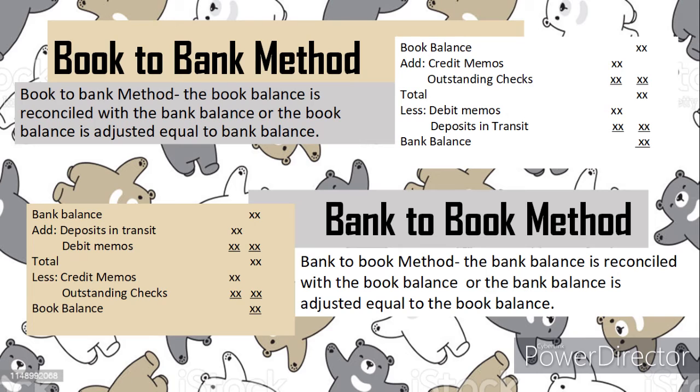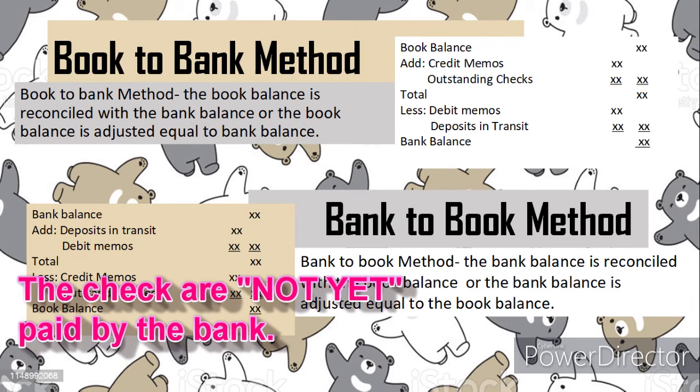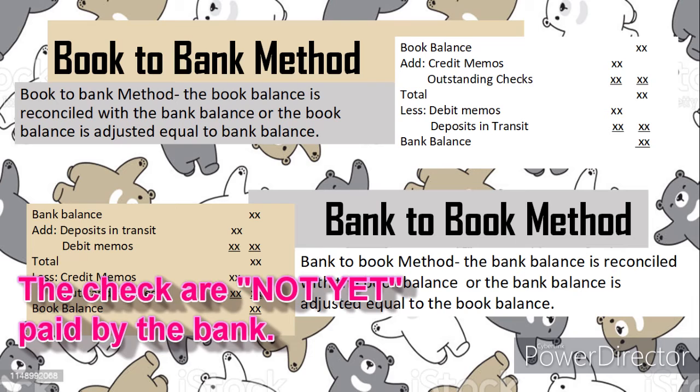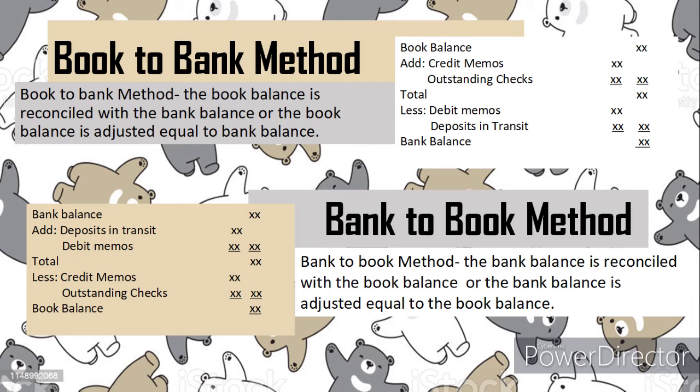On the other hand, outstanding checks already decrease the book balance but have no effect on the bank balance because the checks are not yet paid by the bank. Consequently, the book balance is understated in relation to the bank balance. Meaning, yung outstanding checks, na-decrease niya na yung book balance, pero wala pa siyang epekto sa bank balance dahil yung checks na yun are not yet paid o hindi pa nababayaran ng bangko. Kaya pagdating sa book to bank method, ang outstanding checks ay maa-add na.